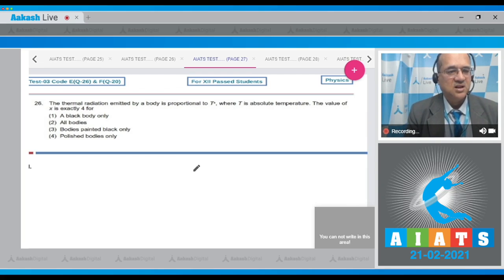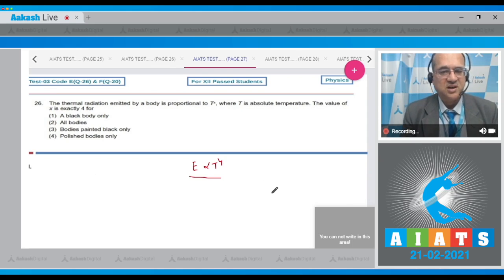Now see, this law, T to the power 4, is irrespective of the color of the body. It only depends on the emissivity. So E is proportional to T to the power 4, and the formula of radiation is valid for all bodies. So the answer to this question is 2.